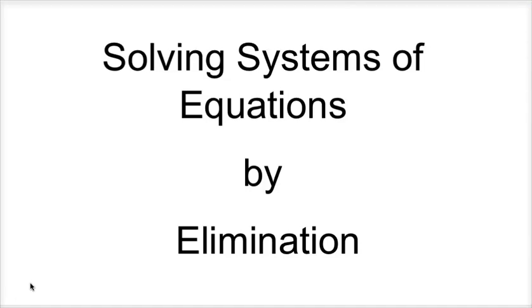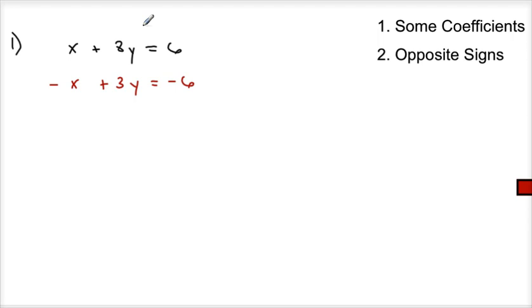Alright, so in this video, we're going to solve systems of equations by elimination. First one, two equations, two variables. We can solve. x plus 8y equals 6. Negative x plus 3y equals negative 6. My goal here is to solve for x and y.